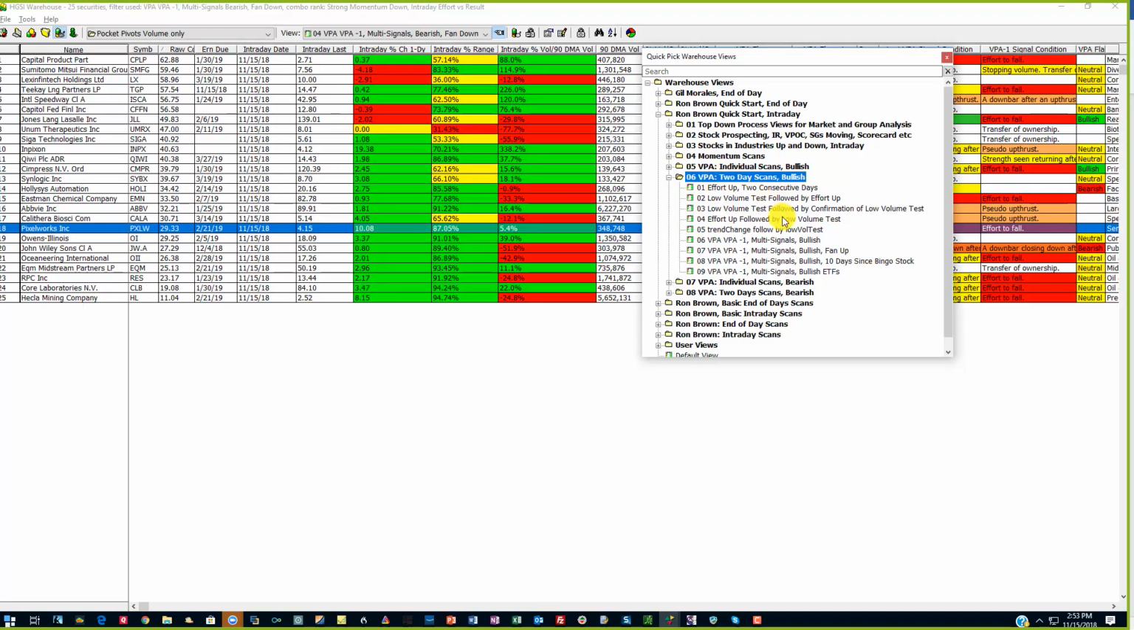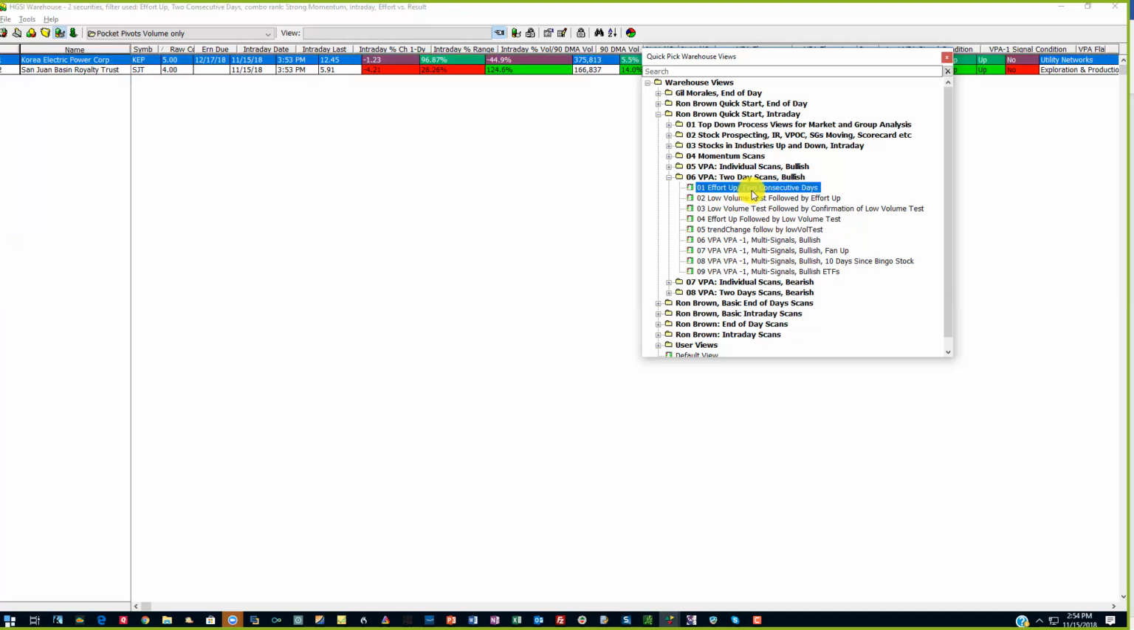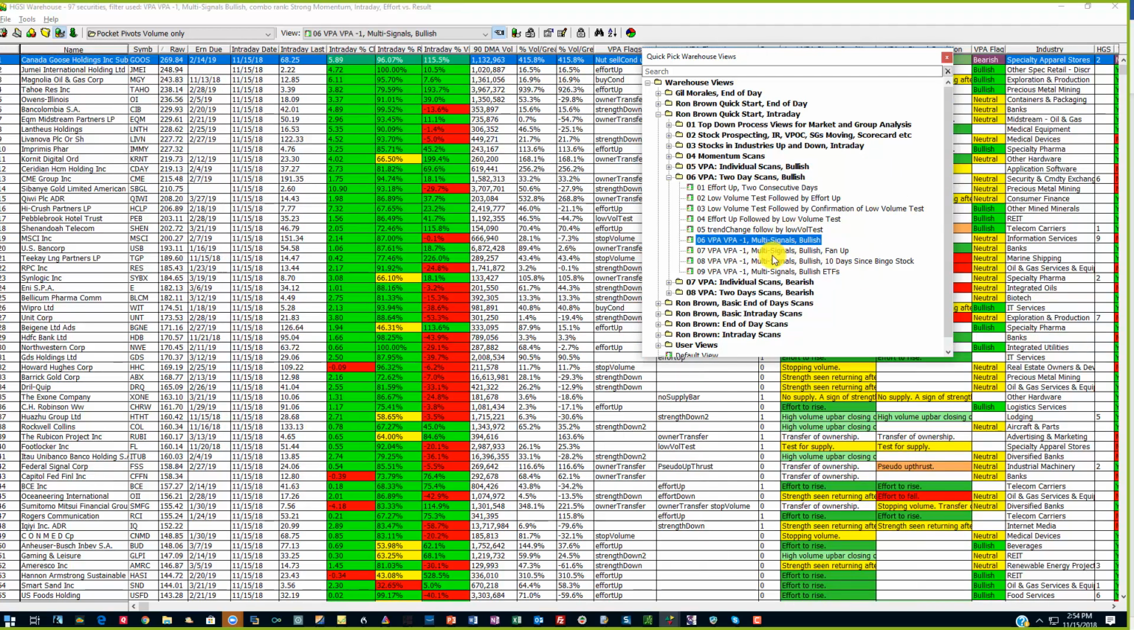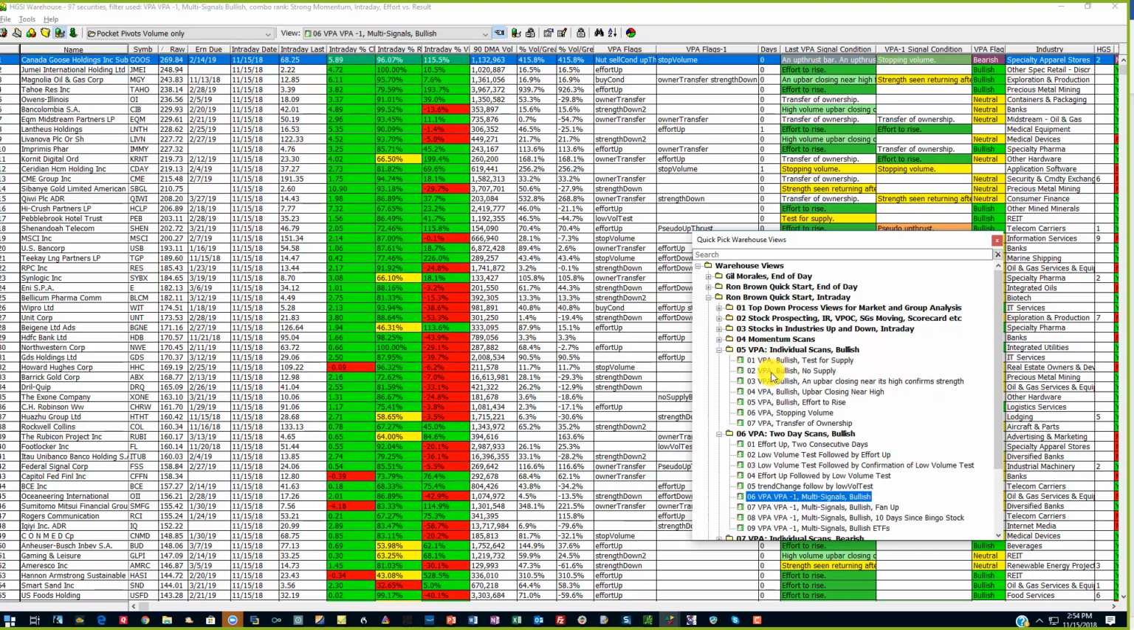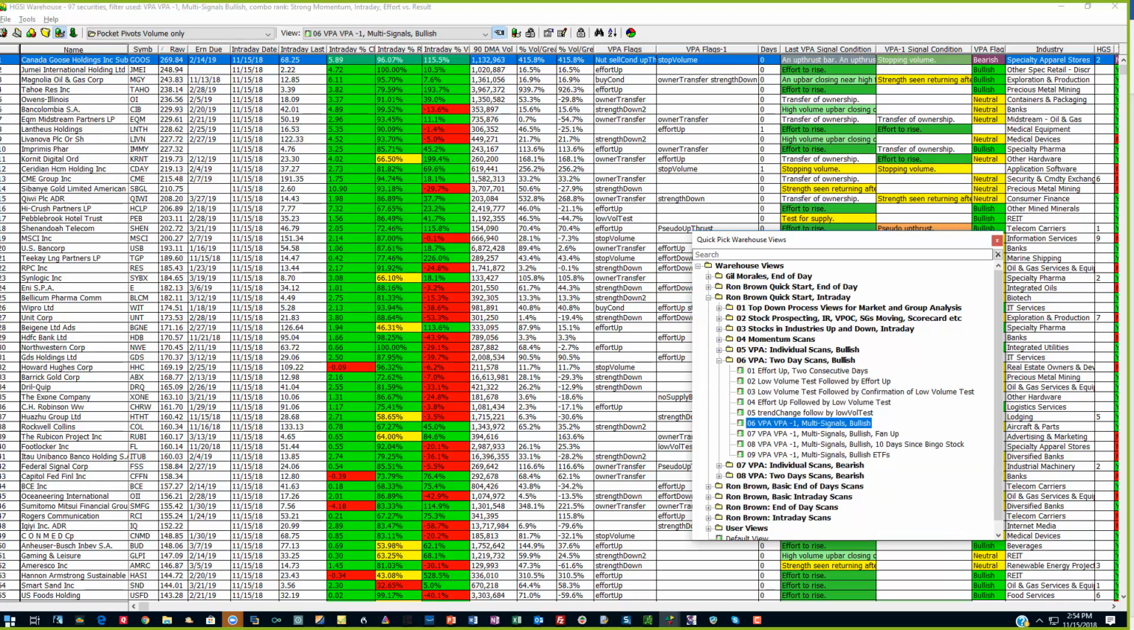These are under 2-day scans bullish. I may change these again in the future, rearrange some of these, eliminate some of these if they're not doing any good. But I'm going to be prospecting with the multi-signals rather than the individual scans, except I'll use the individual scans daily, but the 2-day scans, there are just too many combinations.